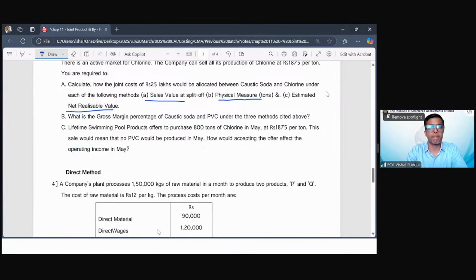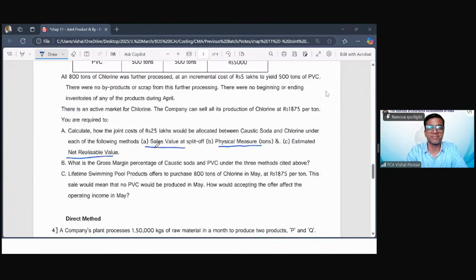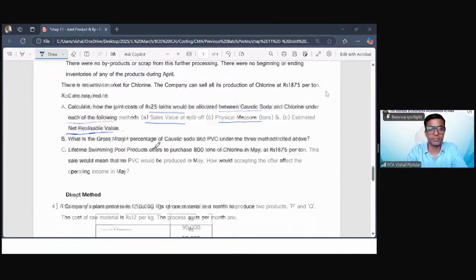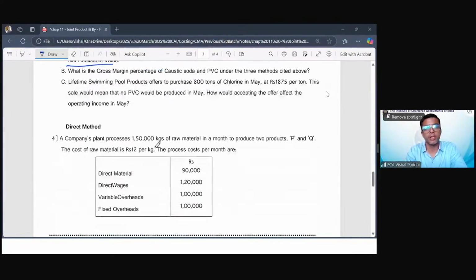Just one thing to add, that sometimes the method will not be given, and that's the time your knowledge will be tested. So which method is to be applied in what scenario, that also you should be very clear. Kindly continue, sir. Thank you, sir.